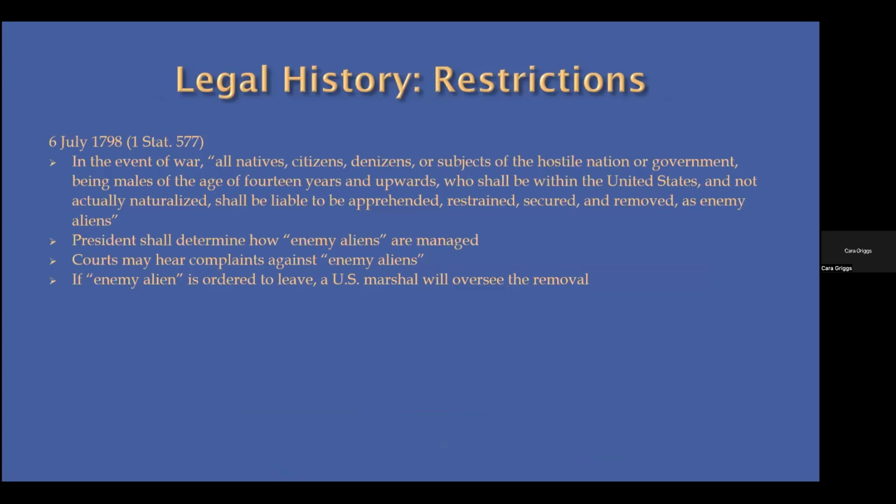Other records are related to times of war. The US passed a law regarding, quote, enemy aliens in 1798, and it's still in effect. It states in part that, quote, all native citizens, denizens, or subjects of the hostile nation or government, being males of the age of 14 years and upwards, who shall be within the United States and not actually naturalized, shall be liable to be apprehended, restrained, secured, and removed as enemy aliens.